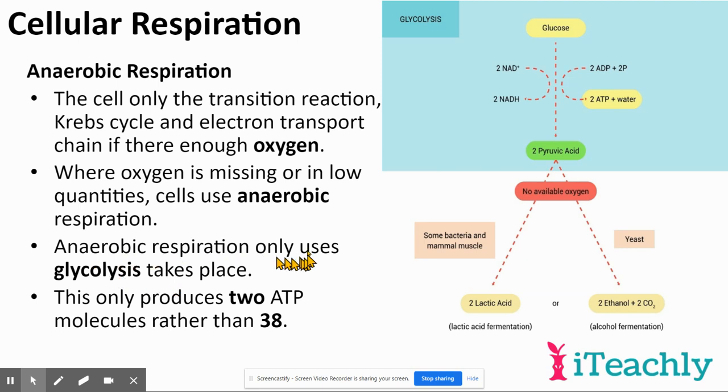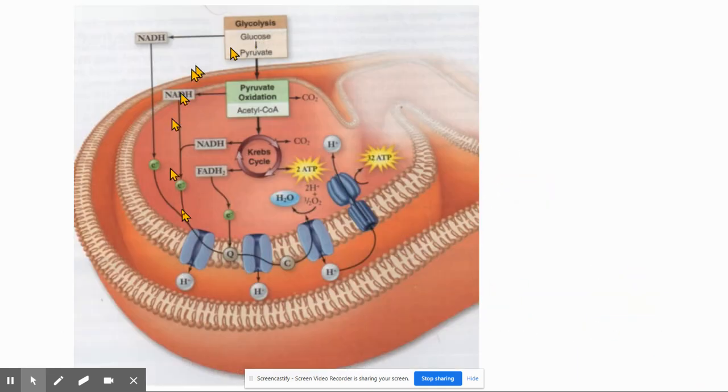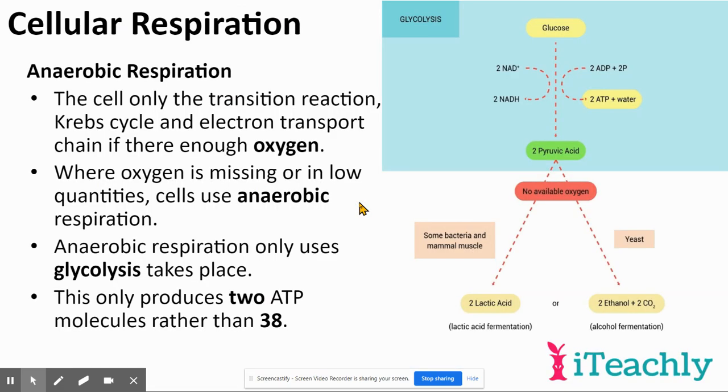Yeah, so anaerobic respiration only uses glycolysis, and this only produces 2 ATP rather than 38, right? So this made 2 ATP, and if you go through this whole cycle here, it makes 38. So it's really better to do it with oxygen because you make a lot more ATP for each molecule of glucose.